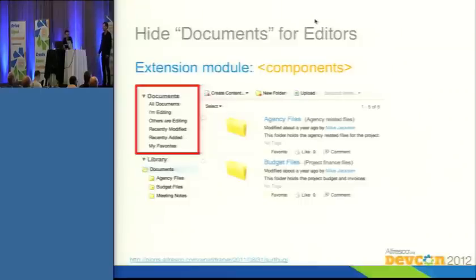Okay, so now the final part. Our editors inside the research and development department, they don't like that documents filter component up in the left corner. So they want to get rid of it somehow. We are going to help them doing that, and we're going to do that by using the component section of an extension module. So once again, inside the same extension module, we are adding the following config.